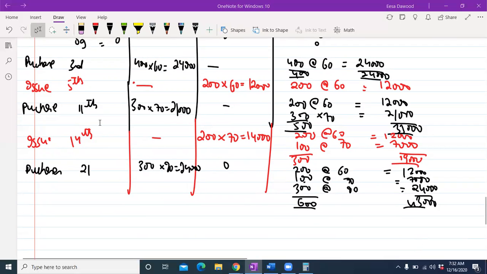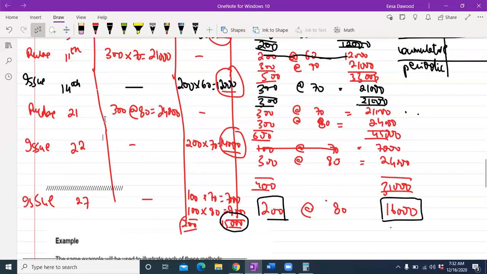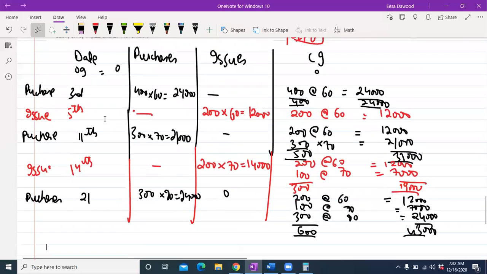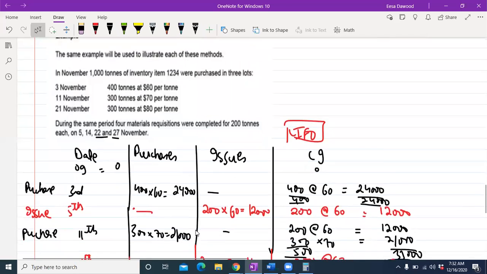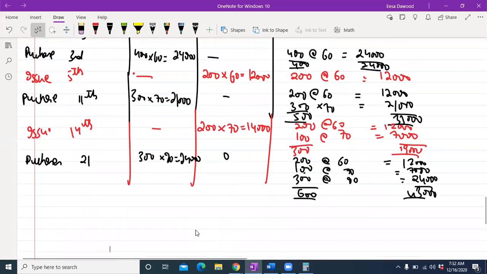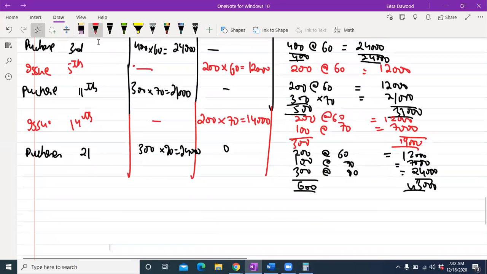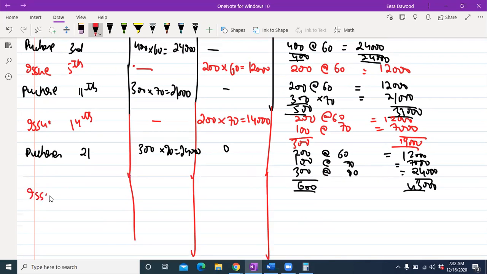So next, 2 consecutive issues on 22nd and 27th of 200 each. So this is the situation. Now we have issues on 22nd. Okay, no purchases, 200 units. It's LIFO, 200 at 80.